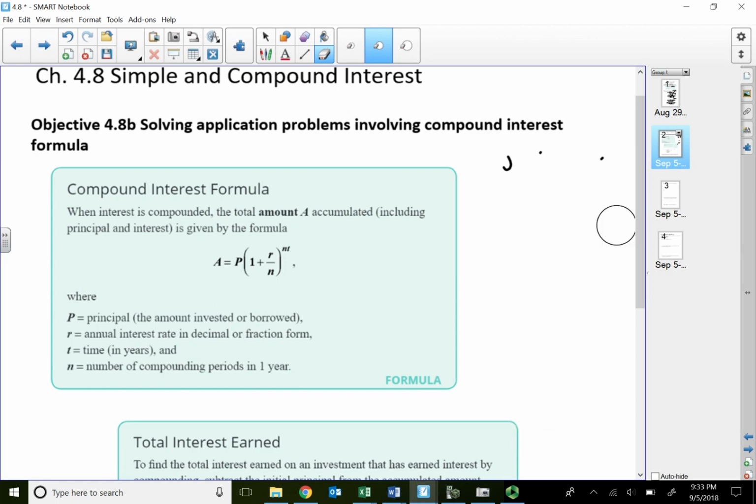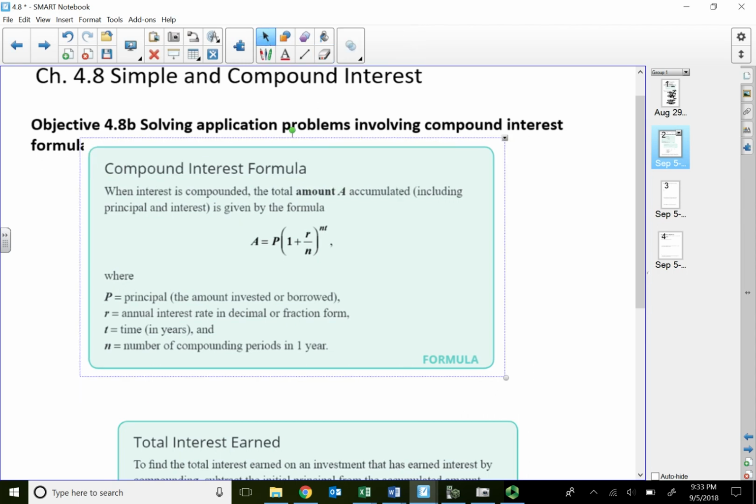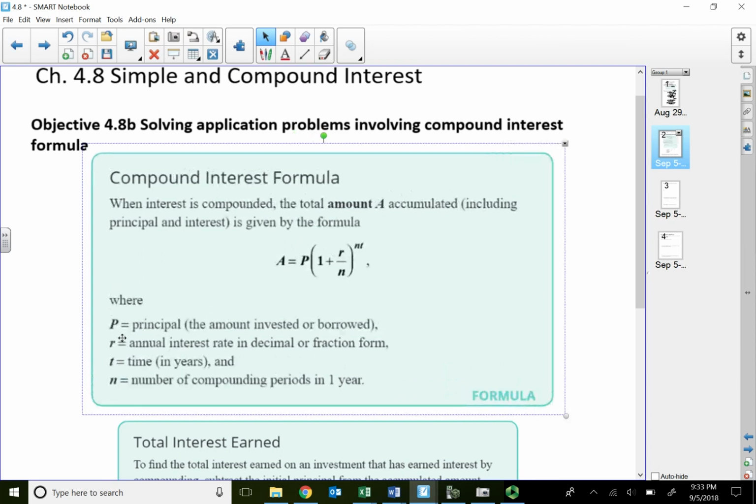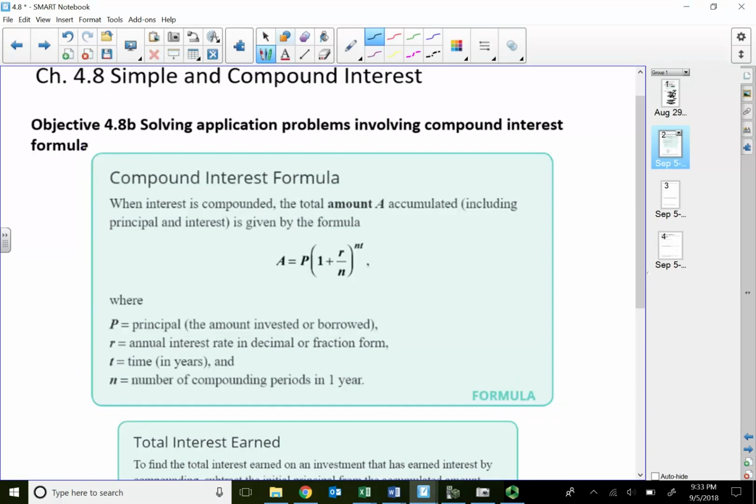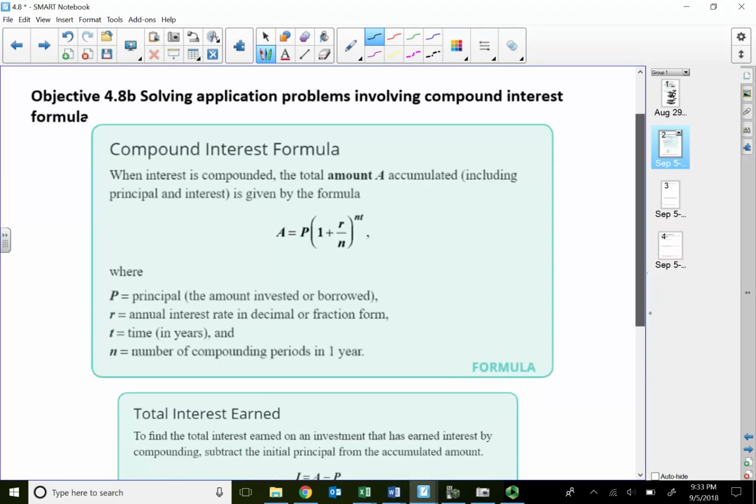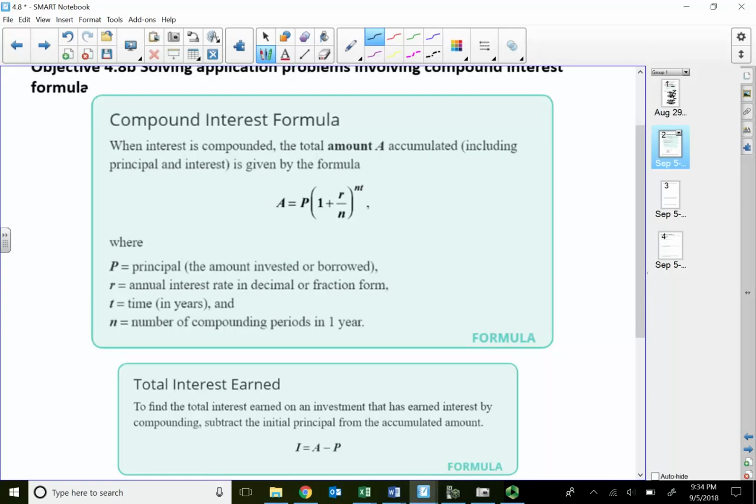We can formulate this into a formula: A equals P times parenthesis 1 plus r over n, and the whole thing to the n times t power. P stands for the principal, the amount invested, or it can be an amount borrowed. But most of the time, borrowing money is not really using compound interest. It's using a different type of interest. There are many different types out there as far as borrowing money. The simple interest formula is just the most fundamental type. R is my annual interest rate.